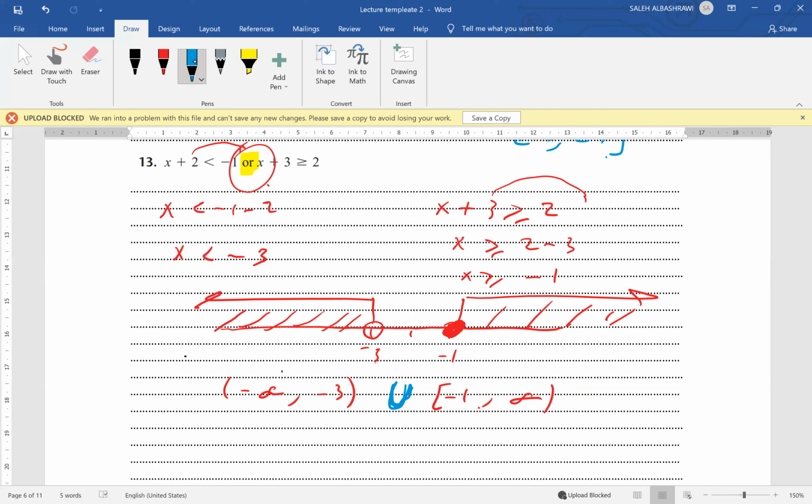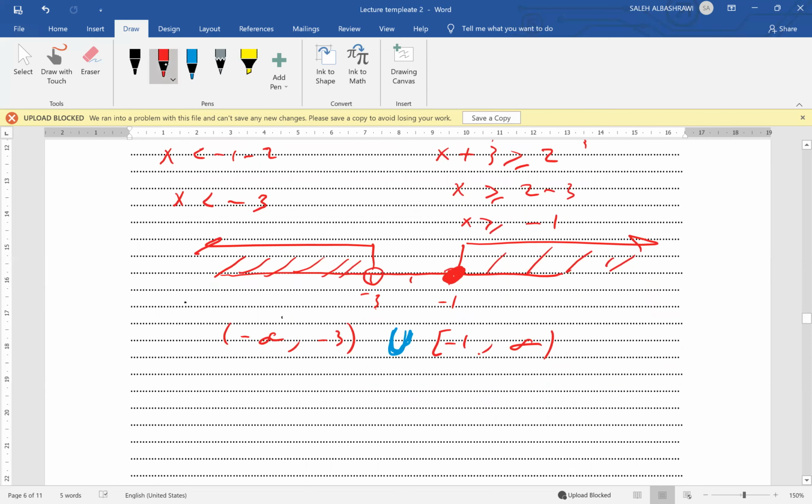So the solution set of this compound inequality, using interval notation, will be minus infinity to minus 3 union minus 1 to infinity. And using the set builder notation, I will say it is x where x less than minus 3 or x greater than minus 1. So this is the solution set using the set builder notation.